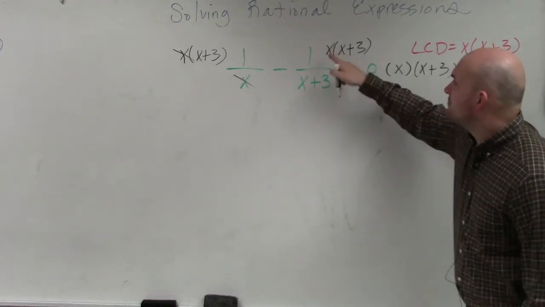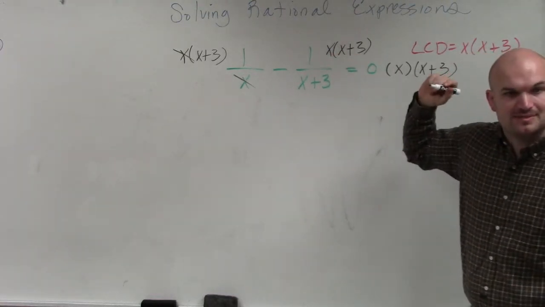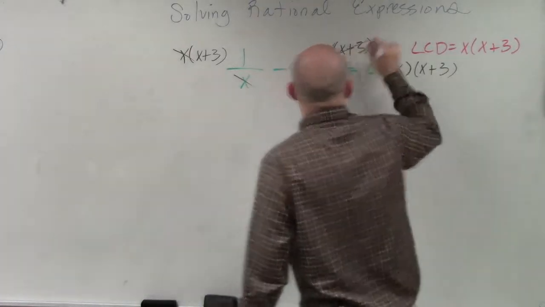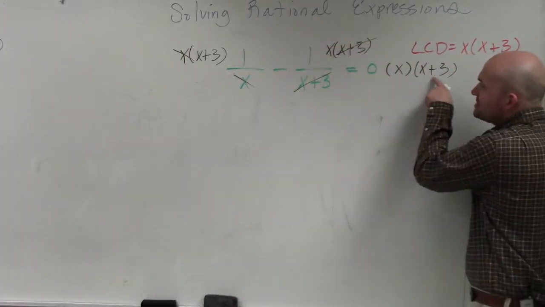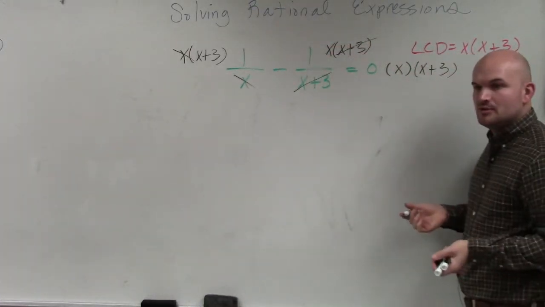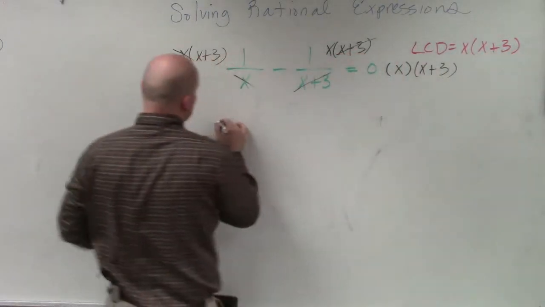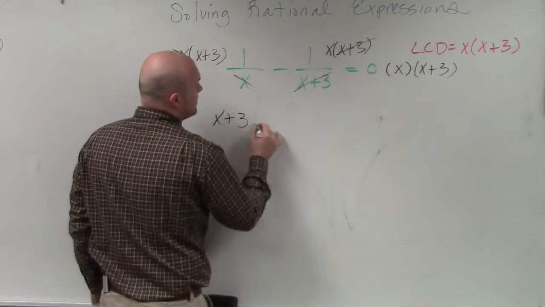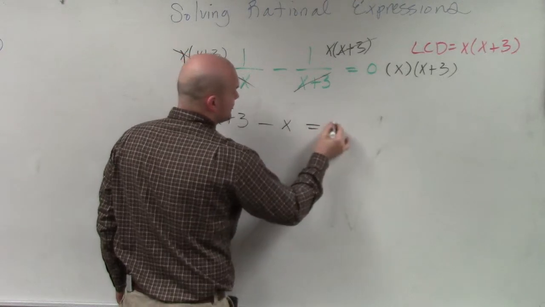So now, let's look at this one. X plus 3 divides into x times x plus 3 how many times? X times. And then this, x times x plus 3 times 0 is equal to 0. So therefore, I'm left with x plus 3 minus x equals 0.